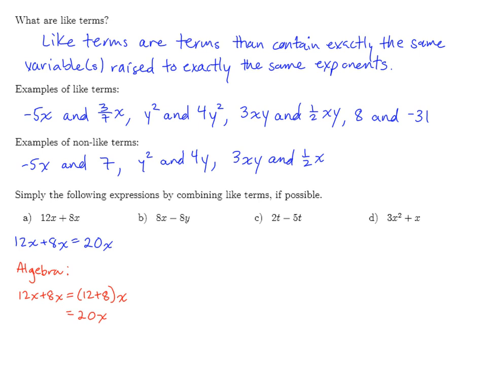Looking at this next example, 8x minus 8y, I first want to ask myself, are 8x and 8y like terms? And the answer here is no, as the first one contains the variable x and the second one contains the variable y. So for the second example, this cannot be simplified. So I'll just write that here.